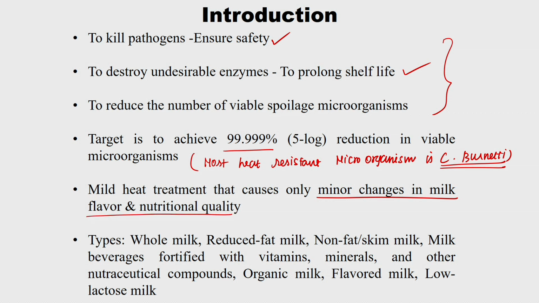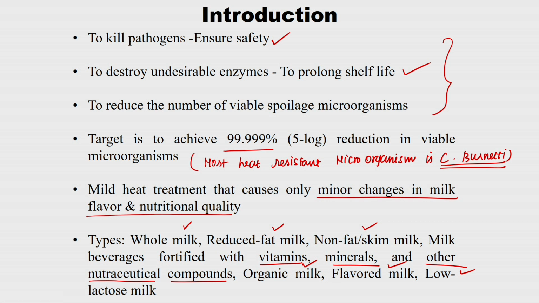And also there are a variety of milks. The milk means the whole milk, reduced fat milk, non-fat or skimmed milk which is free of cream, and milk beverages fortified. Nowadays supplements, vitamins, minerals and other nutraceutical components are added into the milk to get a fortified milk. They are also called milk, and organic milk, flavored milk, low lactose milk, so all come under the milk category only.